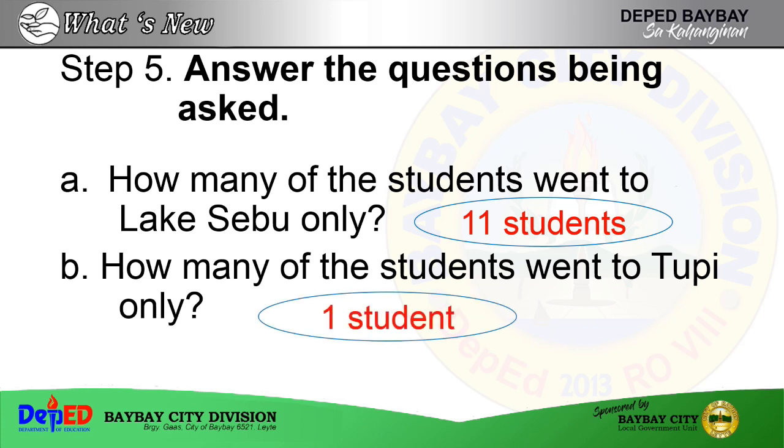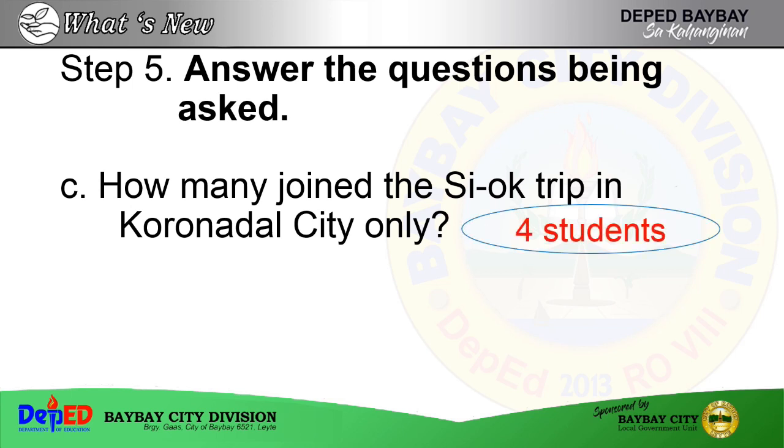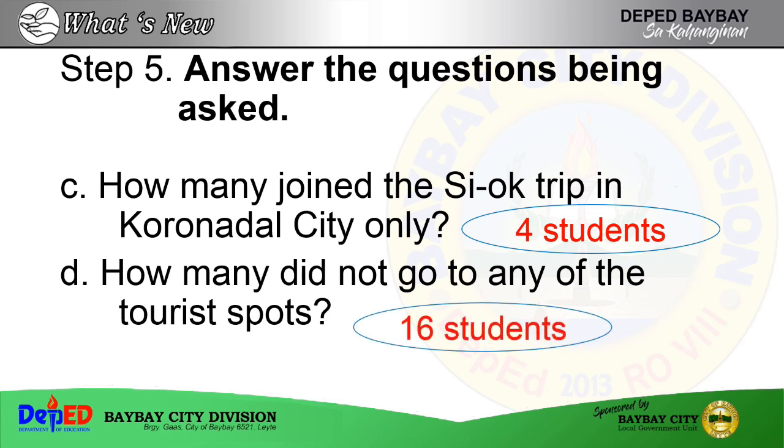C. How many joined the Siok trip in Koronadal City only? There are 4 students who went to Siok trip in Koronadal City. D. How many did not go to any of the tourist spots? There are 16 students who did not go to any of the tourist spots.